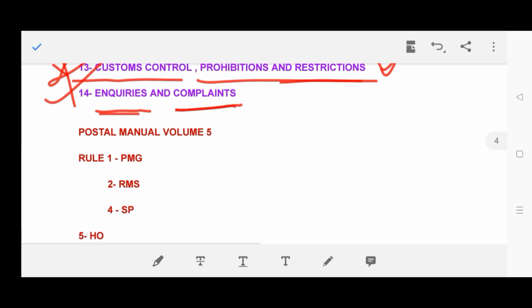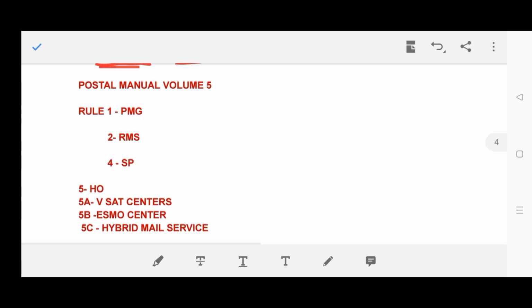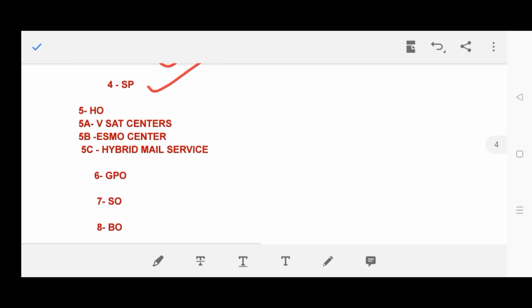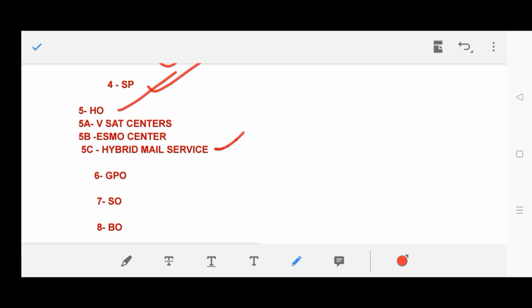Next, we will learn some rule numbers in the Postal Manual Volume 5. Rule 1 is about the Postmaster General and Rule 2 is about the Railway Mail Service. Rule 4 discusses the term superintendent. Next, Rule 5 is about the HO, Head Post Offices. Rule 5A is about the VSAT centers. Next, Rule 5B ESMO centers and 5C Hybrid Mail Services.